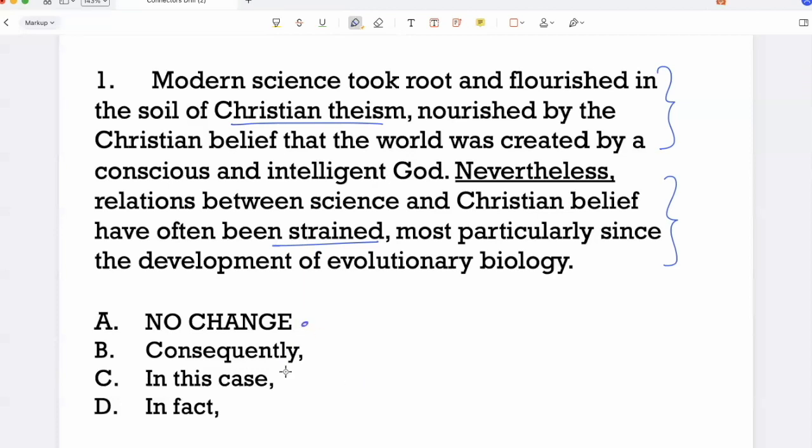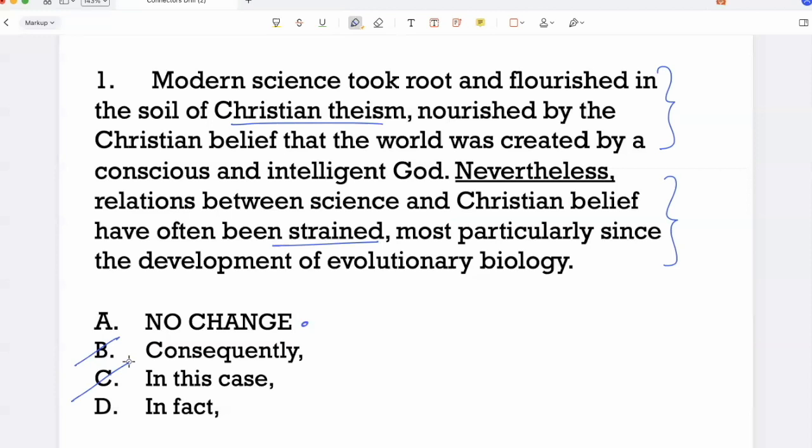Consequently comes from consequence, which is to say the result of something. And the second sentence is not a result of the first one, right? So B is wrong. In this case is to kind of give an example of something. So again, that's not the relationship between the two sentences. So this is wrong.